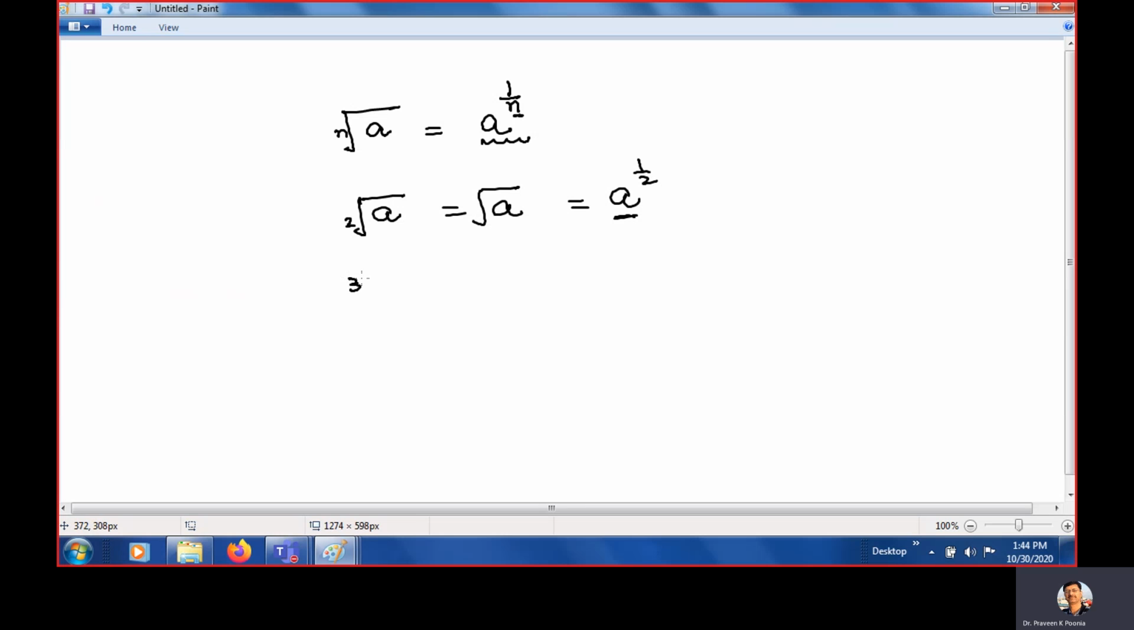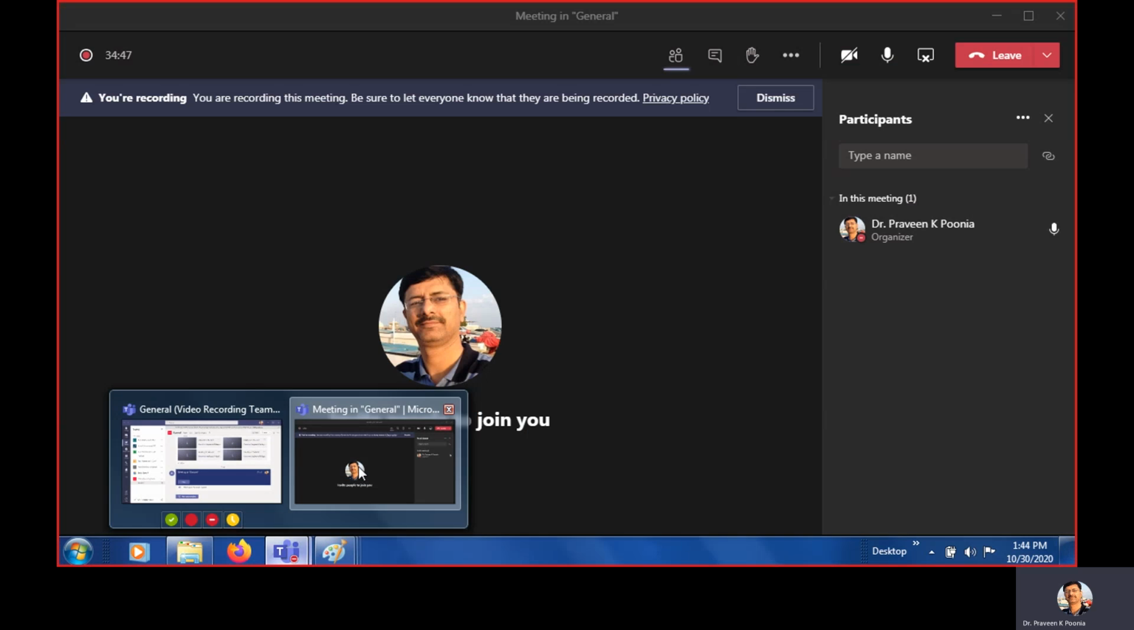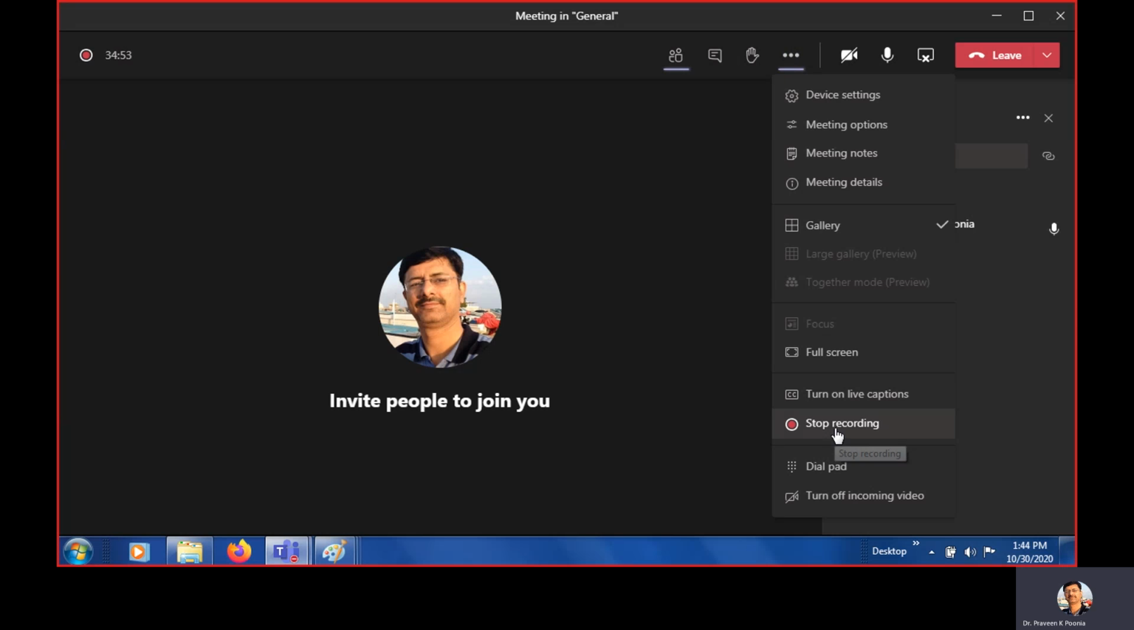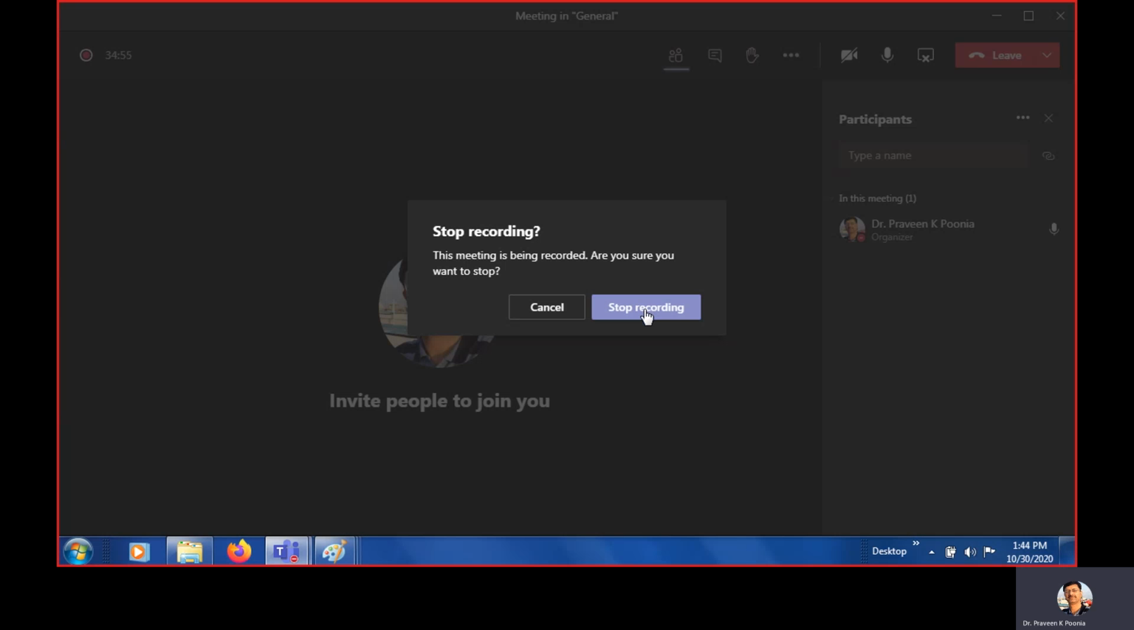Similarly, if 3 is written, then it is a power 1 upon 3. Now you need to break a into three equal parts, the product of three equal parts. And if 4 is written here, then you need to break a into 4 equal parts, the product of 4 equal parts. So that's all about roots and radicals. Now in the next slide, we will study the addition, subtraction, multiplication and division of radicals. Thank you.